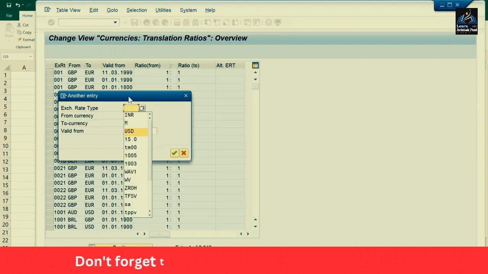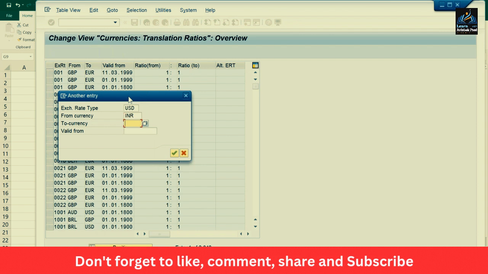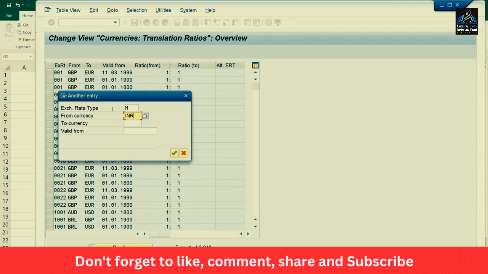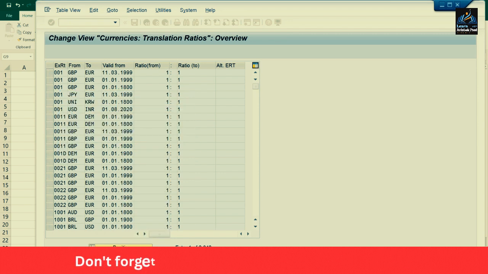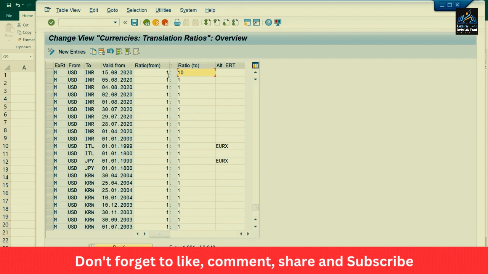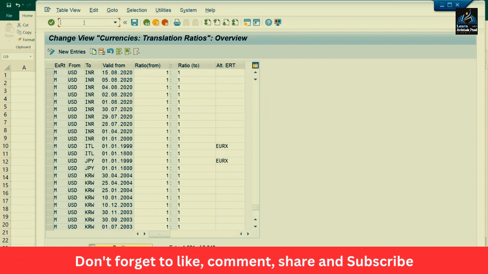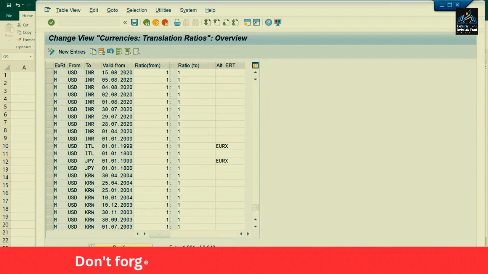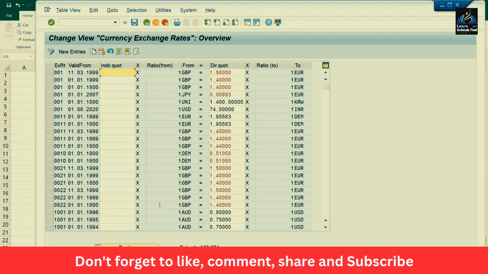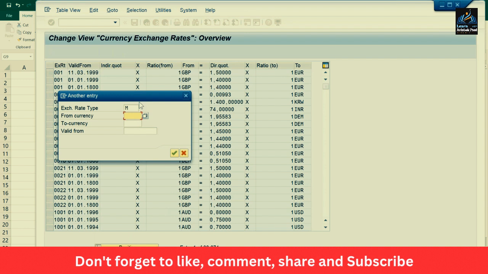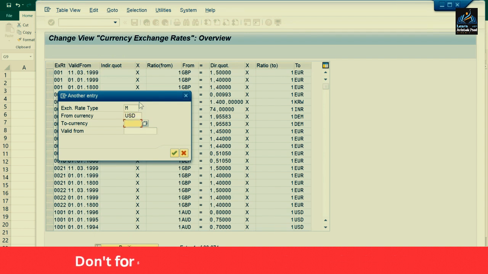Let's suppose here USD, INR, and change the rate type, and then here USD. Then here you have the currencies, and then 1:1 itself I'm going to specify. Save it, and then come back. Go to the exchange rates. So here the rate which I'm going to specify is 1 USD equals 50 Indian currency.